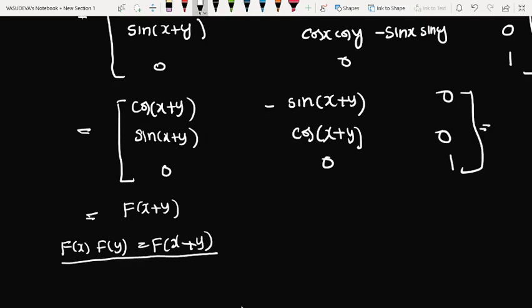Okay, so these are some of the problems regarding multiplication of matrices. Let's take some more problems on matrix multiplication and equations in the next video.